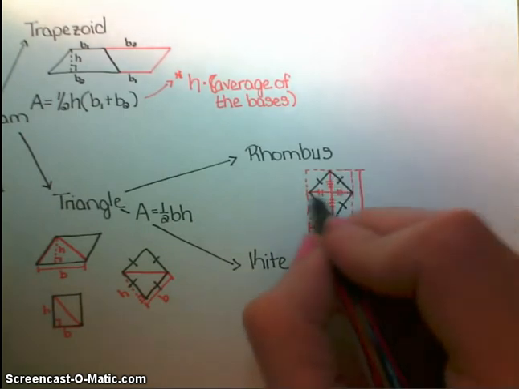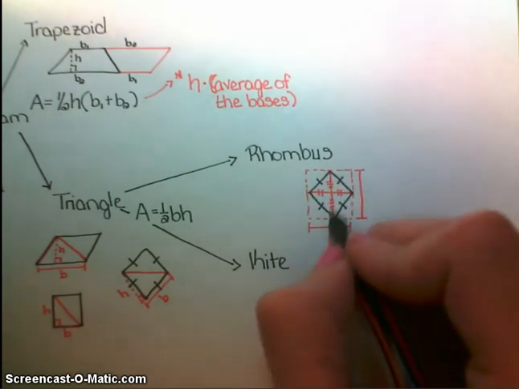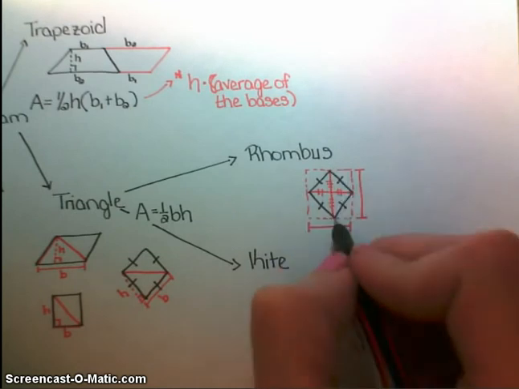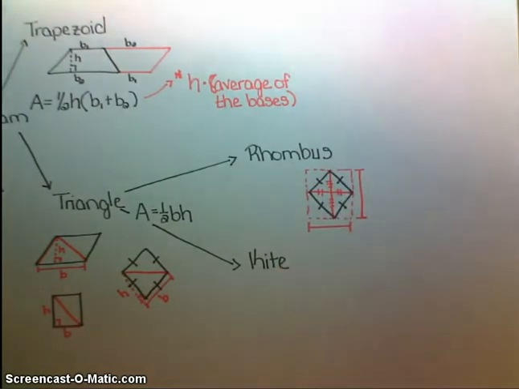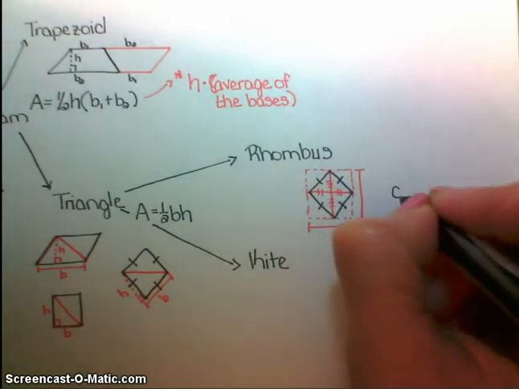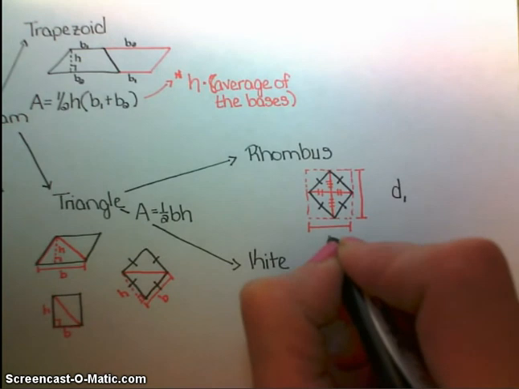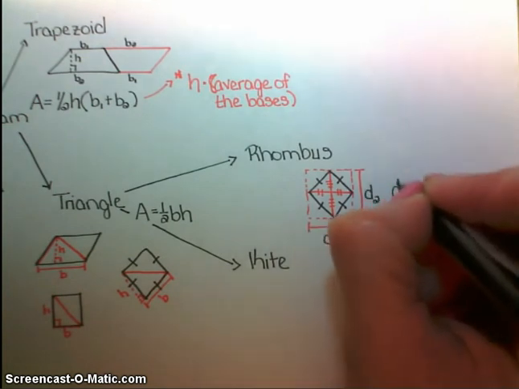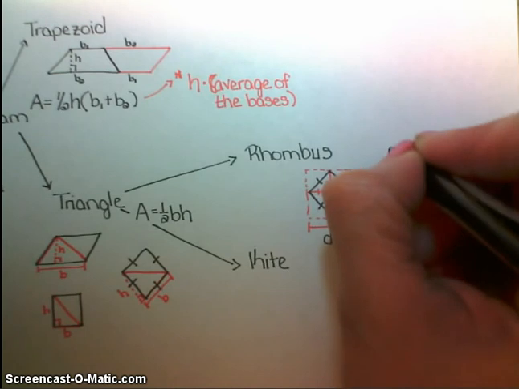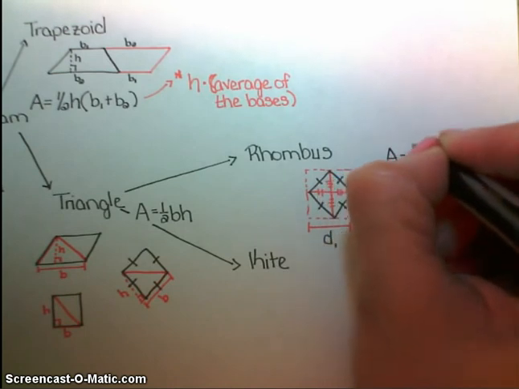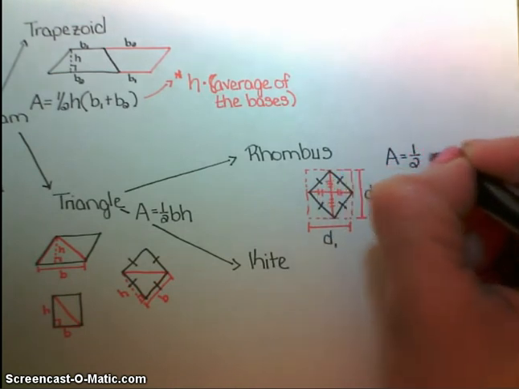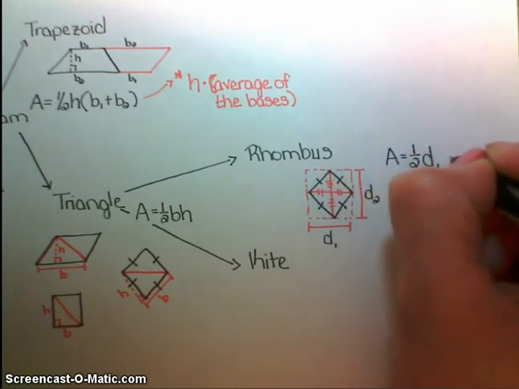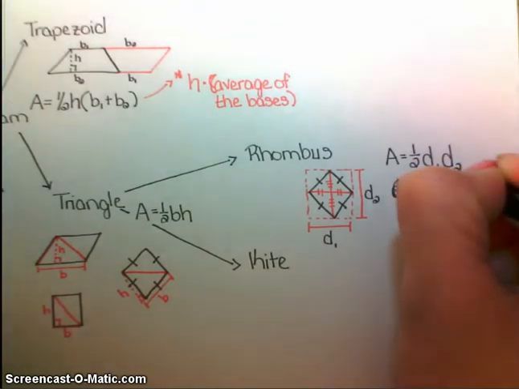So, and it's length times width, or base times height. Base times height, those are your diagonals. But in a rhombus, since those aren't base and height, we call those diagonal 1 and diagonal 2. So for a rhombus, the area is half, because we only want half of that red square, times diagonal 1, diagonal 2.